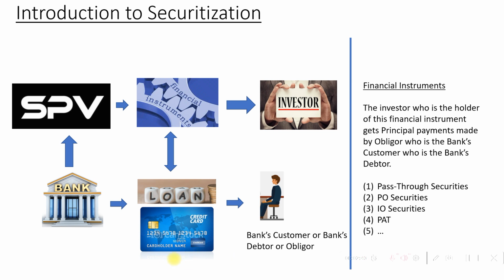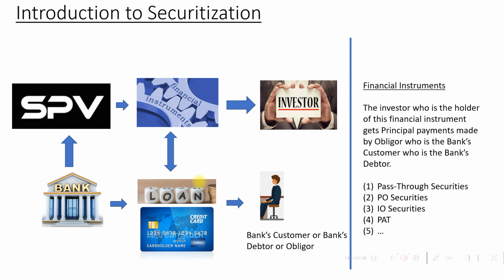Credit card is a cash flow. Loan is not a cash flow, but it is an asset of the bank, because the bank gets the repayments, principal and interest, from the obligor or the bank's customer who has taken a loan from the bank.